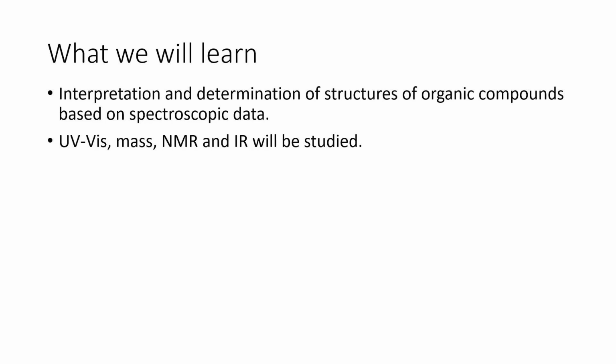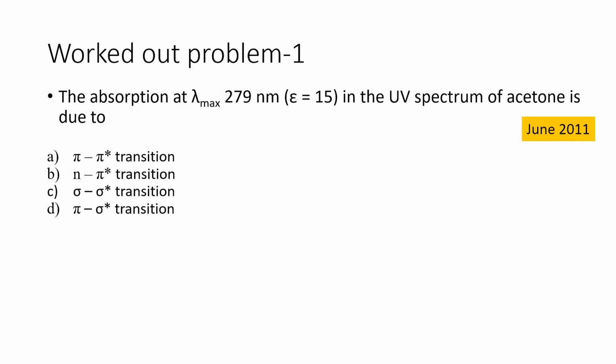In this session, let us look at what we are going to learn. We will be looking at how to interpret and determine structures of organic compounds using spectroscopic data. Mainly, we will be focusing on UV visible, mass, NMR and IR spectra for the structural determination. Let us look at the first problem.